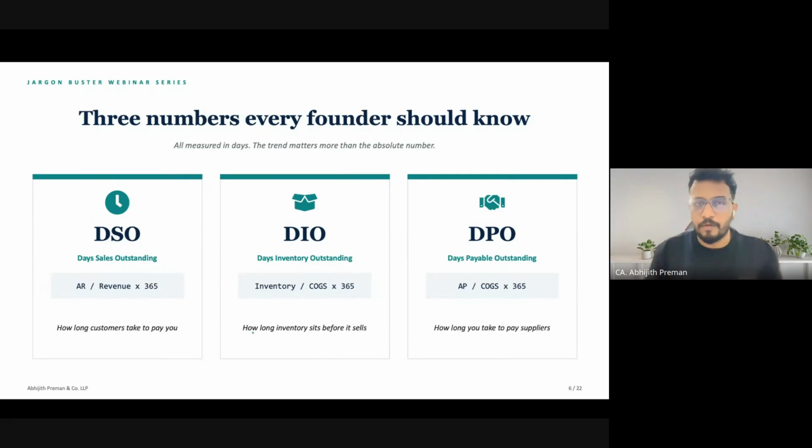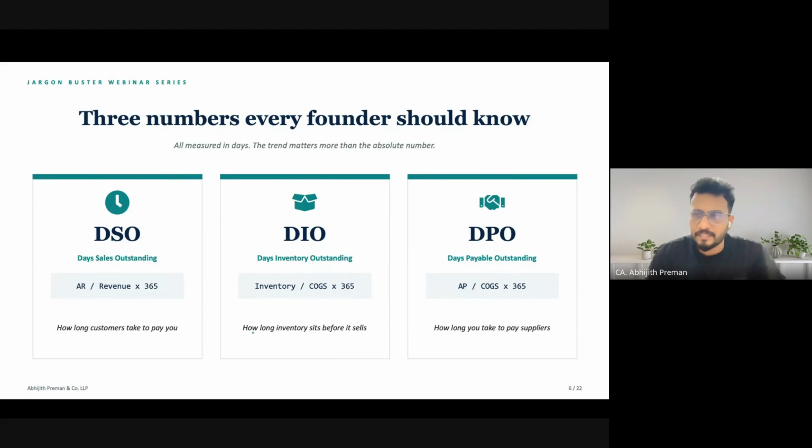Then we have DPO, which is days payable outstanding. This is just the opposite of DSO. Here we are doing accounts payable divided by cost of goods sold into 365. So how long you take to pay suppliers. Cost of goods sold is relevant to manufacturing or trading, but in service, it's your total indirect expenses also. So accounts payable means how much amount you have to pay, divided by COGS, cost of goods sold, into 365.